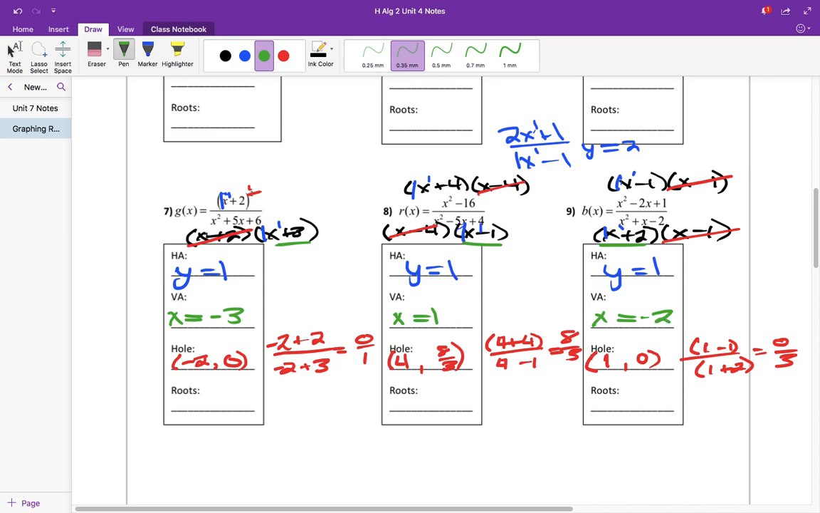Notice that for vertical asymptotes, we're not saying x cannot equal. That would be a domain restriction. Instead, we're saying a vertical asymptote, which is the equation for a line.